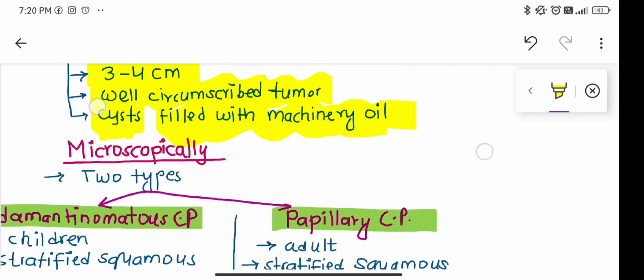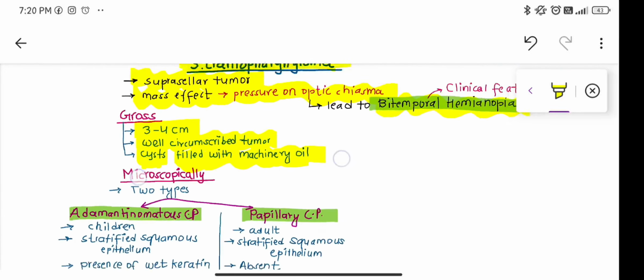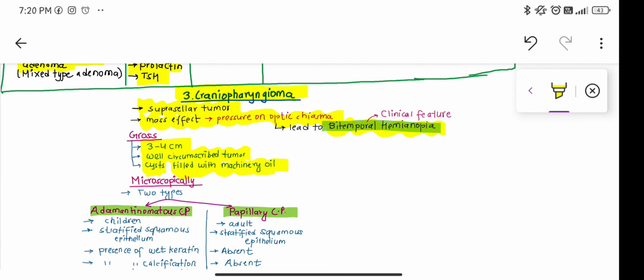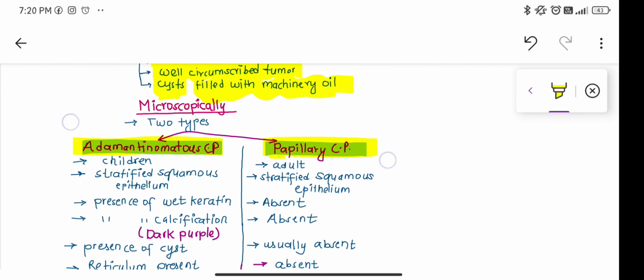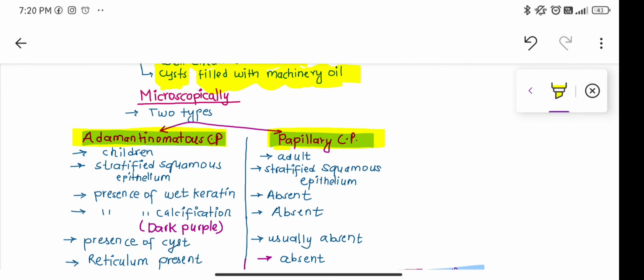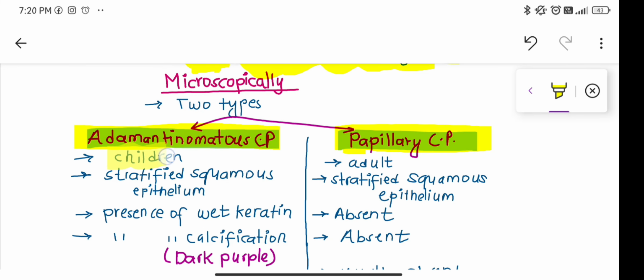Now, microscopic findings. What are the microscopic features of this craniopharyngioma? Craniopharyngioma occurs in two patterns. One pattern is adamantinomatous craniopharyngioma, and the next is papillary craniopharyngioma. The most commonly occurring is adamantinomatous craniopharyngioma, and it occurs in the pediatric population, in children ranging from 5 to 15 years, whereas papillary occurs in adults.